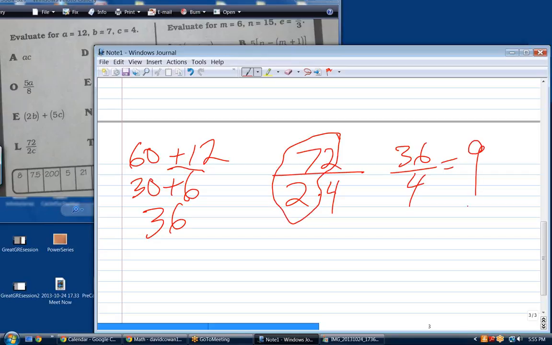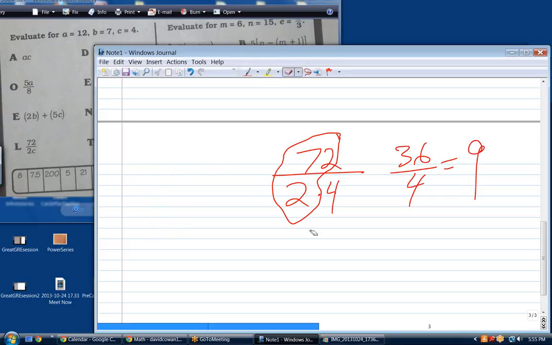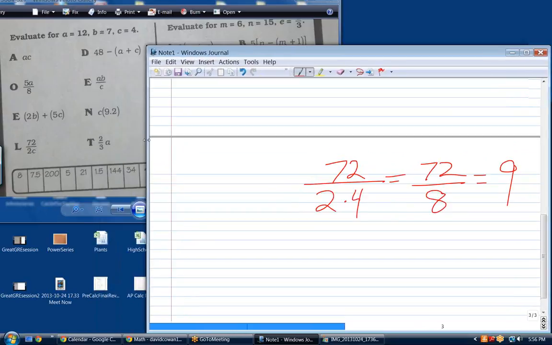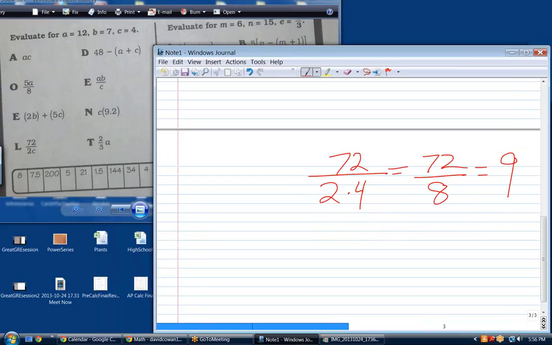8, 9. Okay, so 9 is our answer. But notice, going to all that trouble really wasn't that helpful here, because had I just multiplied it out, what's 72 divided by 8? 9. So sometimes it's helpful, sometimes it isn't. You just have to do enough of them and you'll get to where you know whether it's helpful or not.